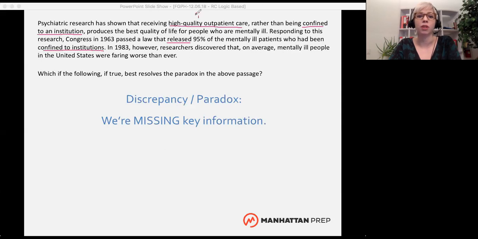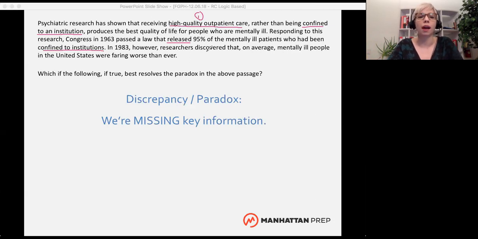This first bit of information, the high quality care, is that happening? So maybe this comparison between high quality care and institutions isn't relevant when we're comparing institutions versus no care or something like that. So that's what wasn't addressed.